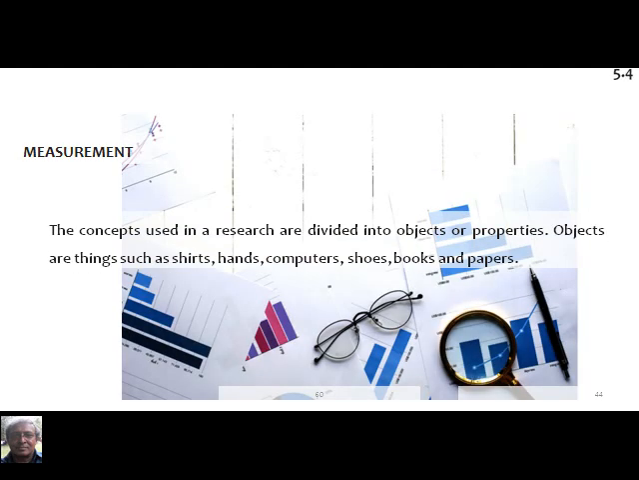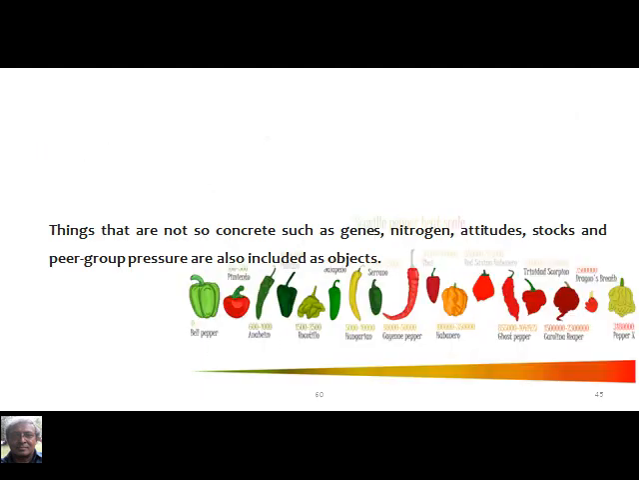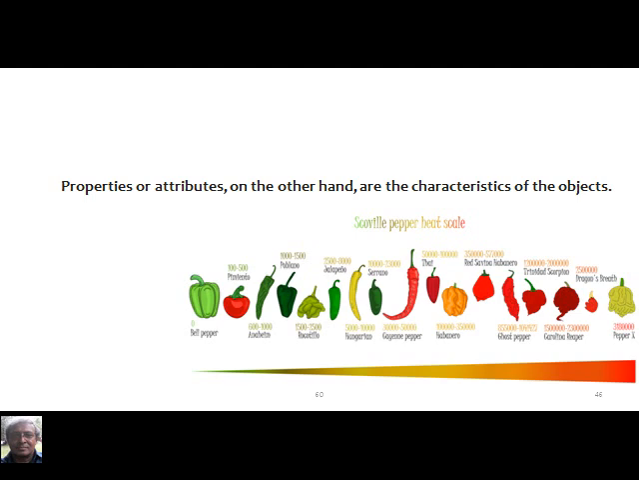Measurement. The concepts used in a research are divided into objects or properties. Objects are things such as shirts, hands, computers, shoes, books and papers. Things that are not so concrete such as genes, nitrogen, attitudes, stocks and peer group pressure are also included as objects. Properties or attributes, on the other hand, are the characteristics of the objects.